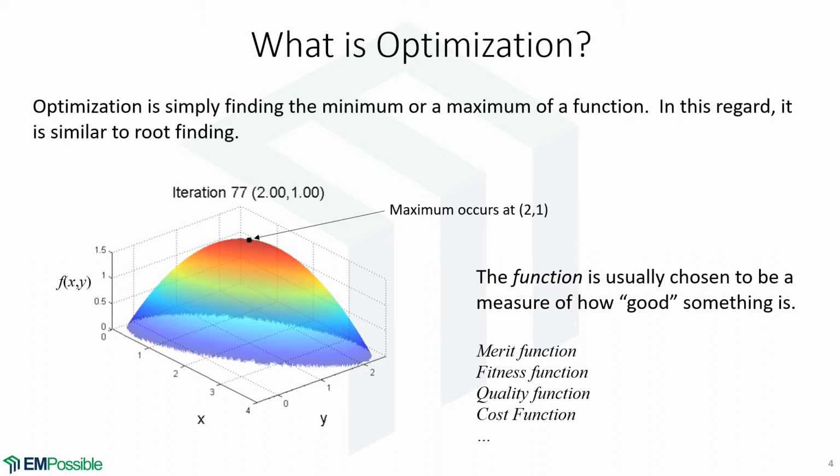And it goes by many names. It's called a merit function. It's called a fitness function. It's called a quality function. It's called a cost function. And it all really means the same thing. It's this single number that quantifies how good the design is.